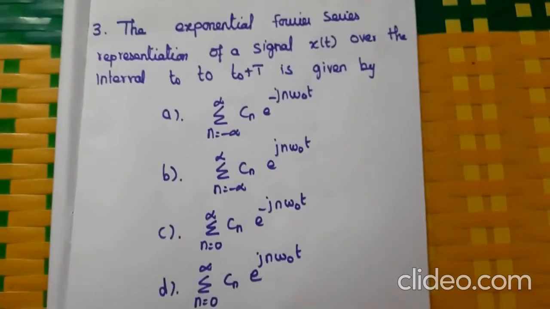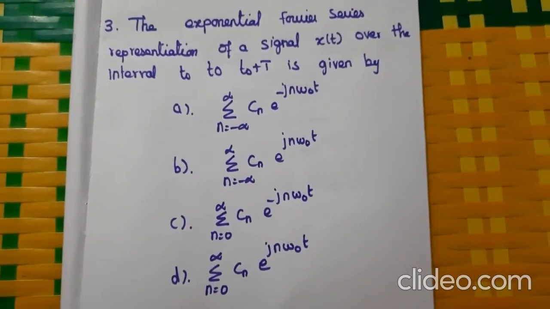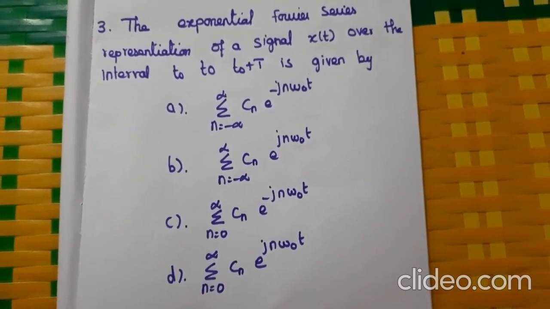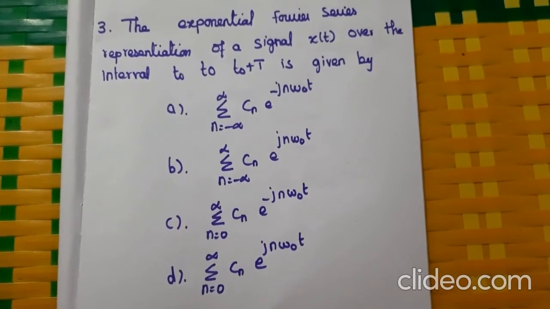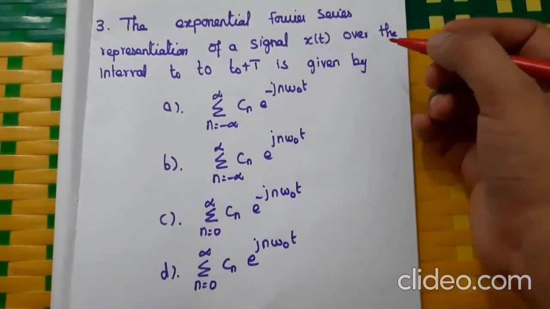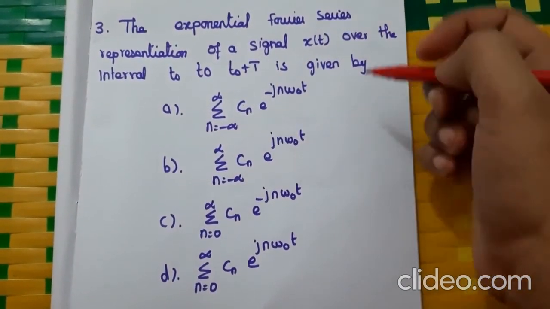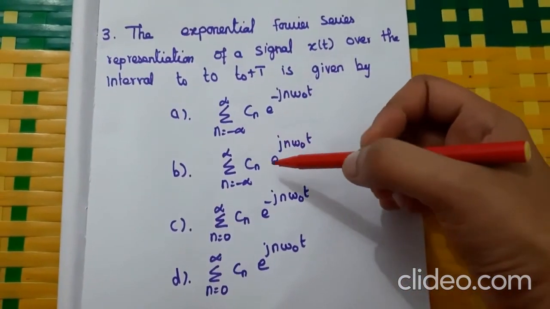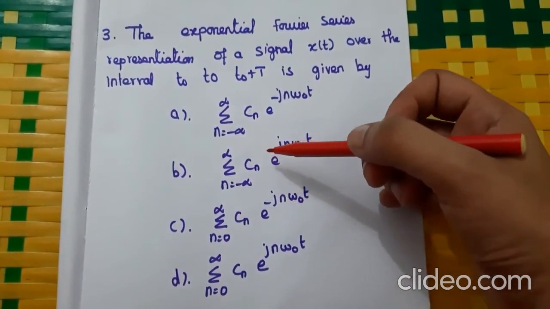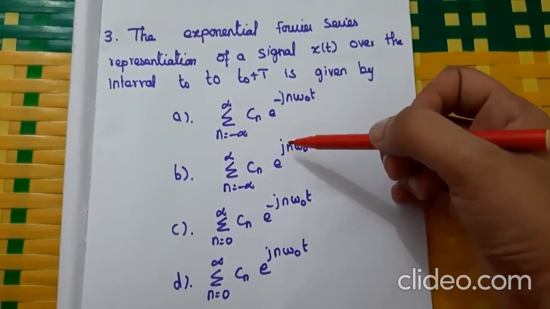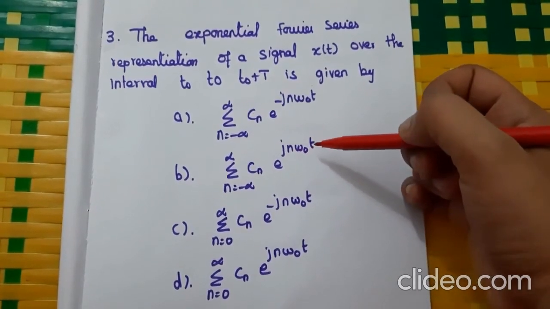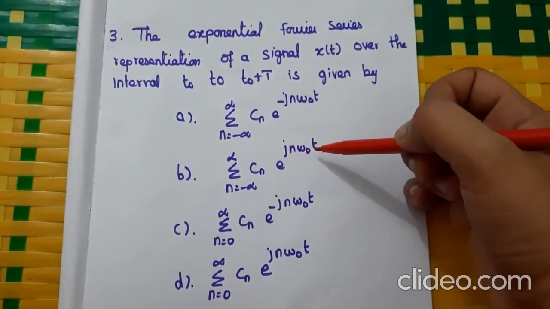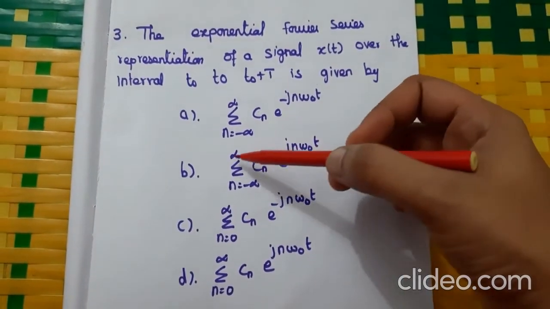And third question, the exponential Fourier series representation of a signal x of t over the interval t0 to t0 plus T is given by, and this is the exponential Fourier series representation. So the equation for this exponential Fourier series representation is summation of n is equal to minus infinity to infinity Cn e power plus j n omega naught t. So here the answer is B.